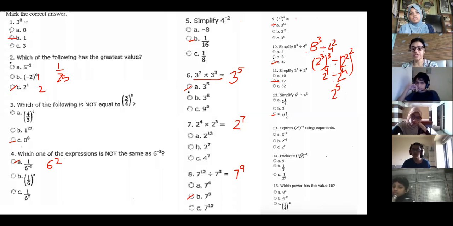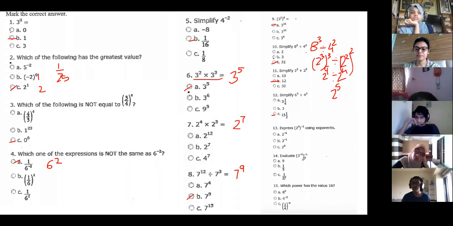Evaluate, again the same thing, same law. Who will answer this? Amina, (3 raised to minus 2) whole power minus 1. What will be the answer? Ma'am, it will be 9. 3 raised to plus 2. Yes, it is 9. Okay.